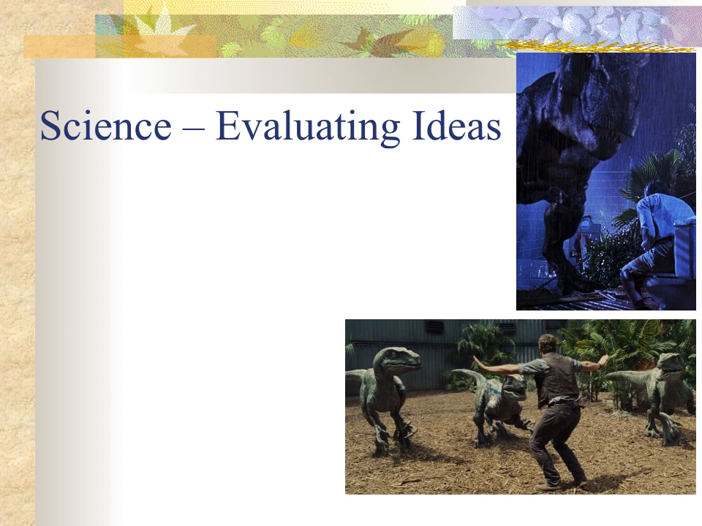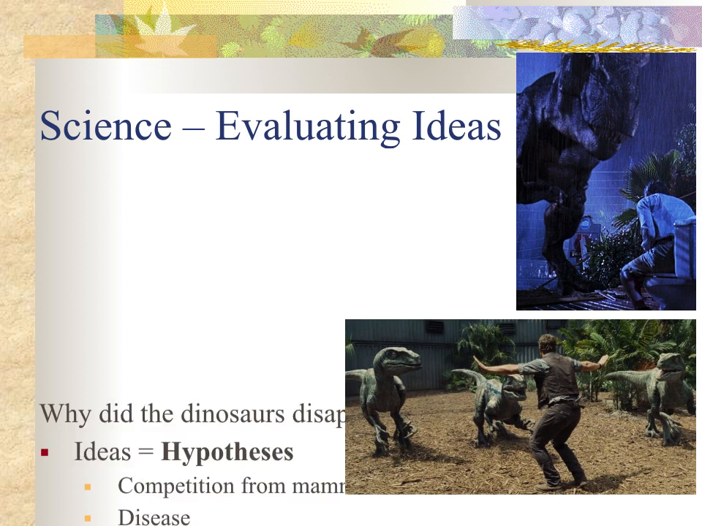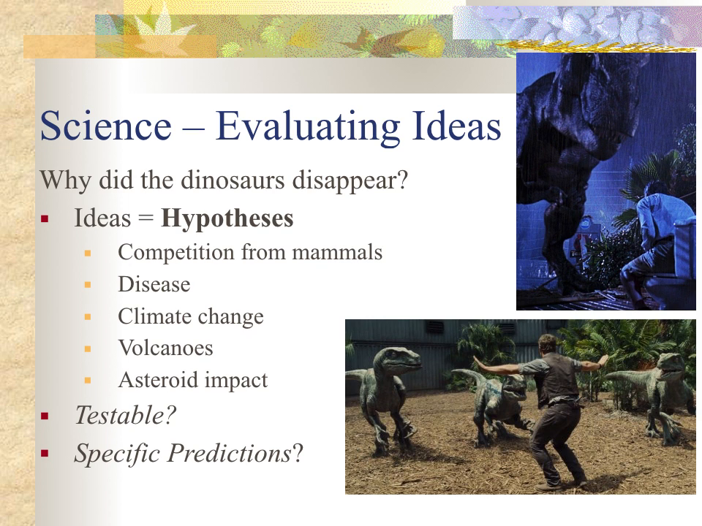Okay, we have lots of fossils of dinosaurs. These fossils are found all over the world, and they're of unusual animals, animals that resemble both birds and reptiles, but animals that aren't present in the world today. Why aren't they present in the world today? Why did the dinosaurs disappear?